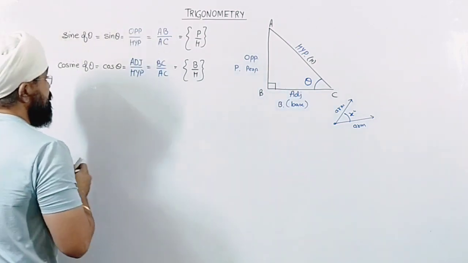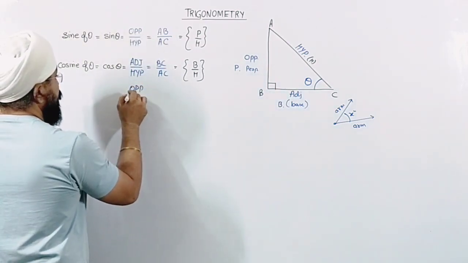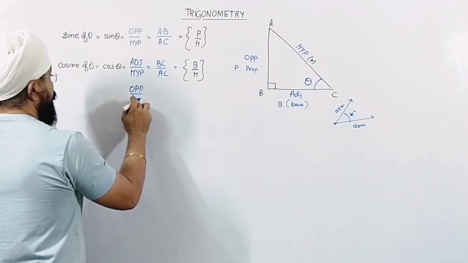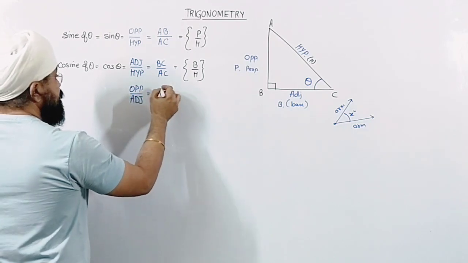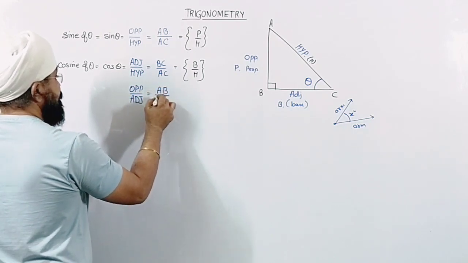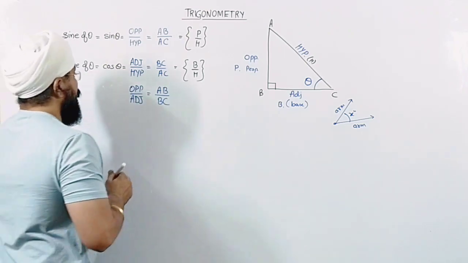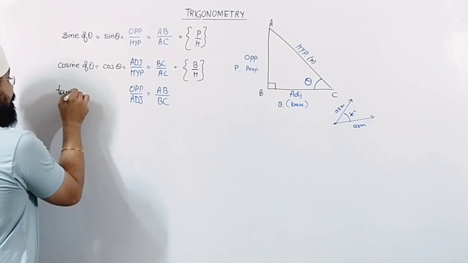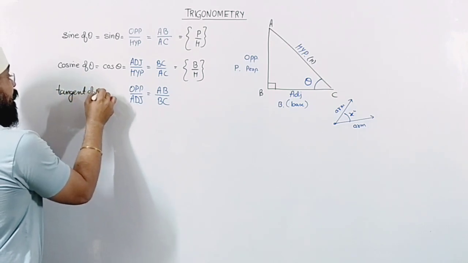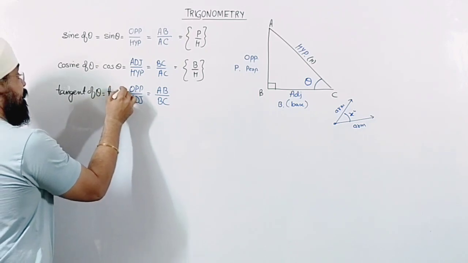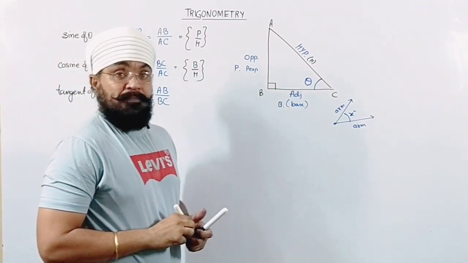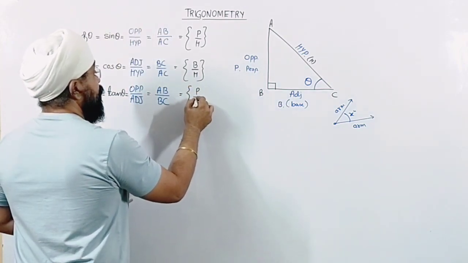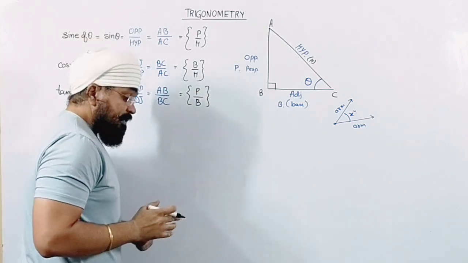And in the same way, now there is a third relationship when we take the opposite and the adjacent, means I am using the opposite side and the adjacent side. Opposite means here I am using AB and adjacent is BC. Clear? And this is known as tangent of theta. In short, we write tan theta. Is it clear? And definitely the new name, as we can write here, is P upon B. So these are the three basic ones.